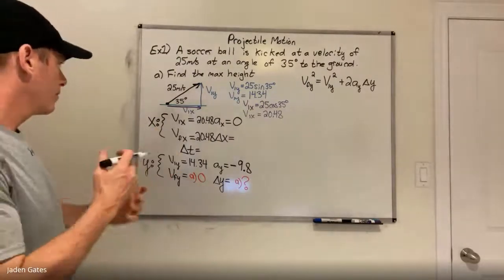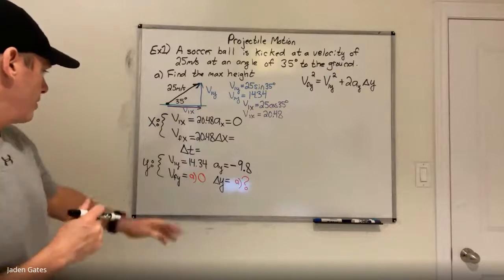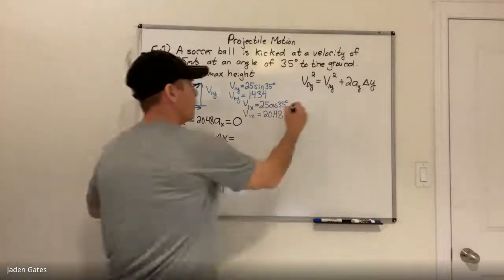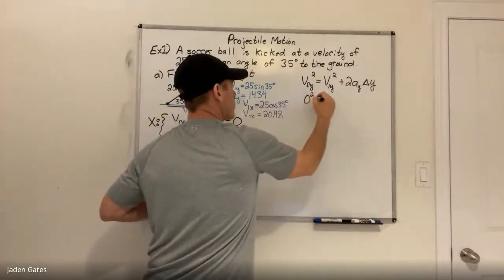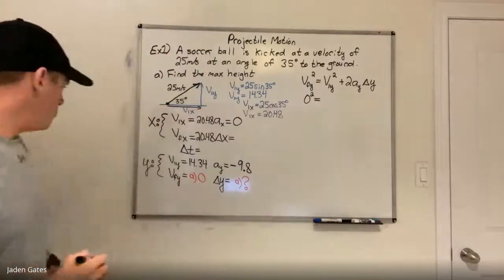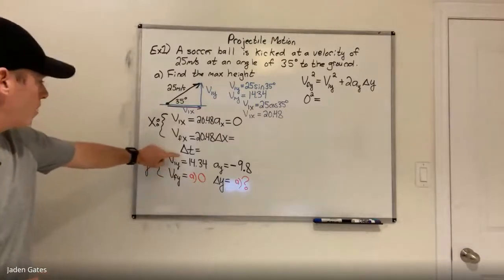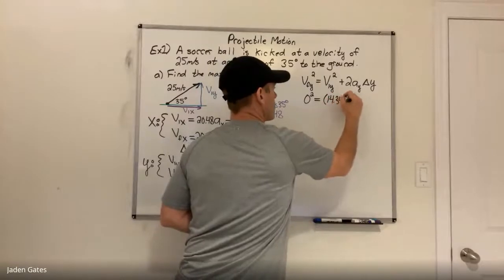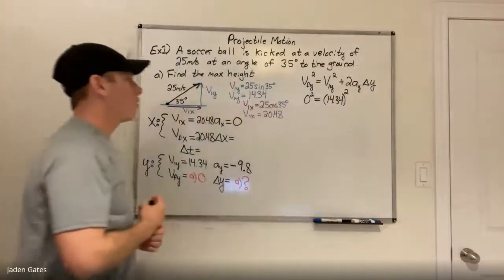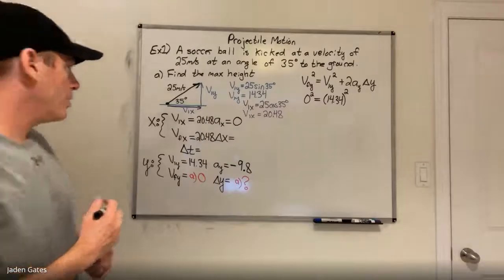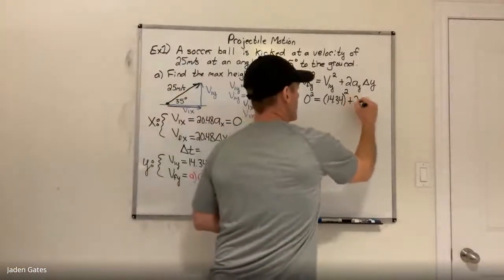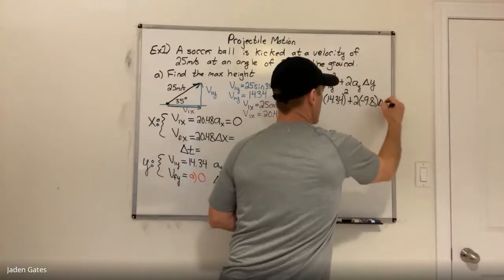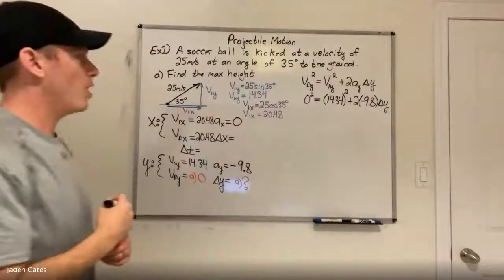Now it's time to substitute in. vfy is 0, so I'm going to have 0 squared is equal to my v1y squared, which is 14.34 squared, plus 2 times ay, which is negative 9.8, good old gravity there, and on the end I have my delta y.